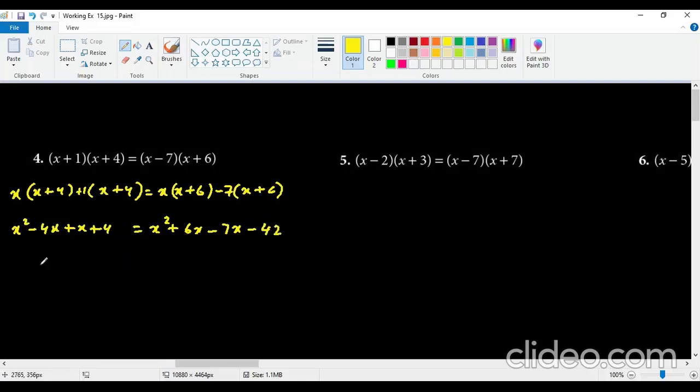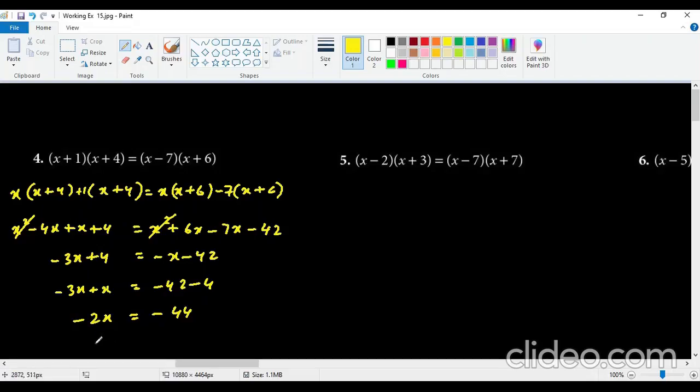So cancelling x square on either side, you'll have minus 3x plus 4, and this side you will have minus x and minus 42. That means minus 3x plus x, and negative 42 minus 4. So this is going to give us a negative 2x, and this side is going to give us negative 44.